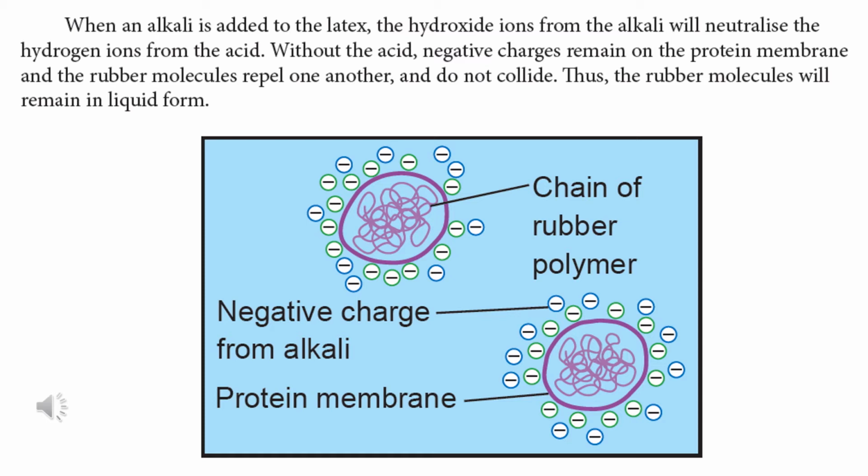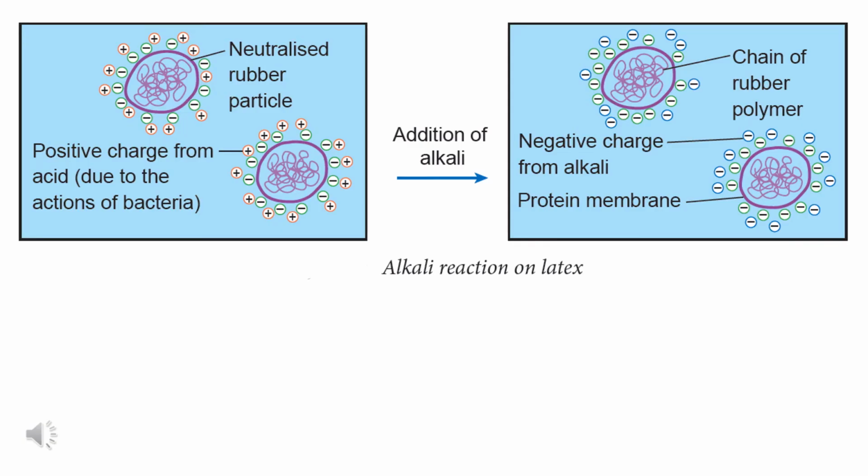When an alkali is added to the latex, the hydroxide ions from the alkali will neutralize the hydrogen ions from the acid. Without the acid, negative charges remain on the protein membrane, and the rubber molecules repel one another and do not collide. Thus, the rubber molecules will remain in liquid form. Observe the diagram that shows how alkali prevents the latex from coagulating.